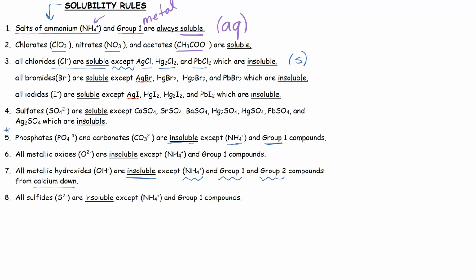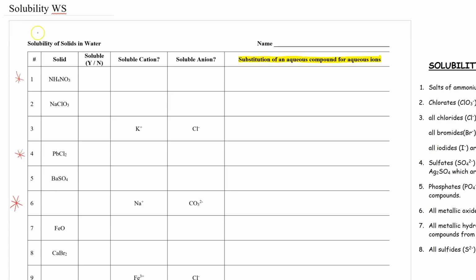So let's look at the worksheet you're about to do. It's the solubility of solids in water. So we're going to go through and see if something is soluble. We'll look at the solubility rules. And in a minute, we will break down to the cation and anion that are soluble. And then we're going to see what we can substitute in for something that's aqueous. But first, let's determine soluble or not.